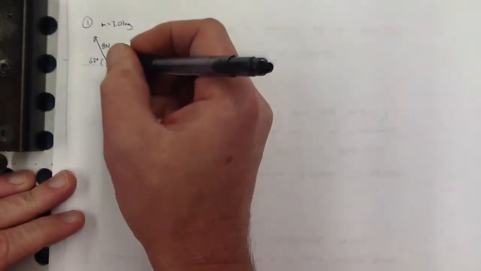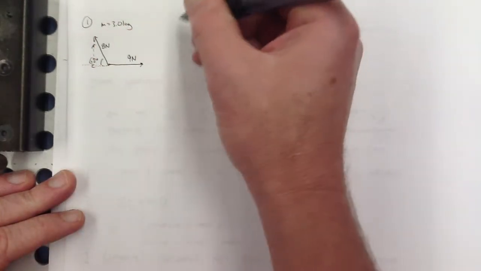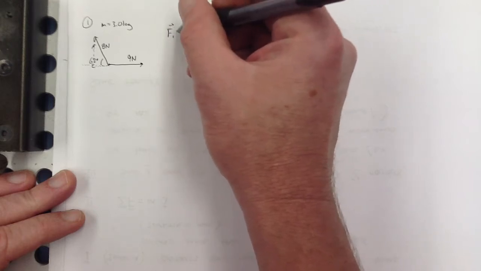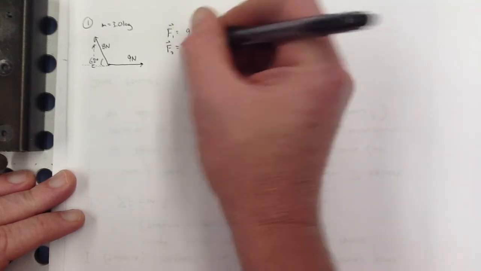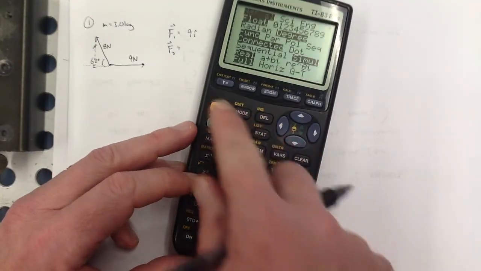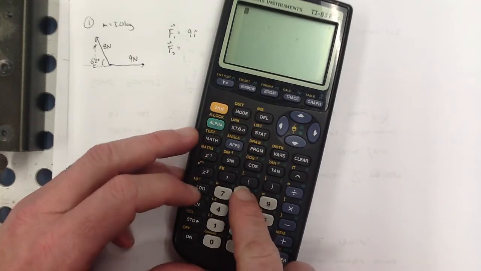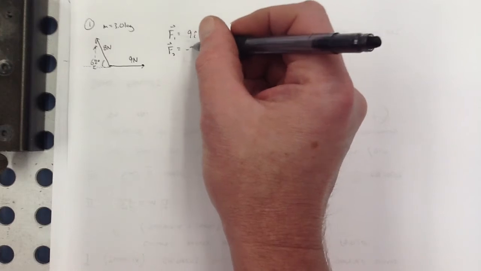All right, well, I need to know the sum of the forces. So let's see, I need to break this one into its I and J components. So this one's all I. We call that force 1 is equal to 9I newtons, and force 2 is equal to, make sure that I am in degree mode, I am. So let's see, 8 cosine of 62 is 3.8, and that is in the negative direction.